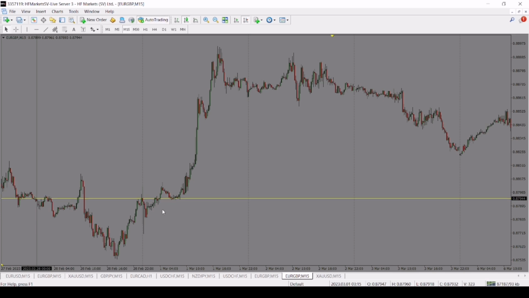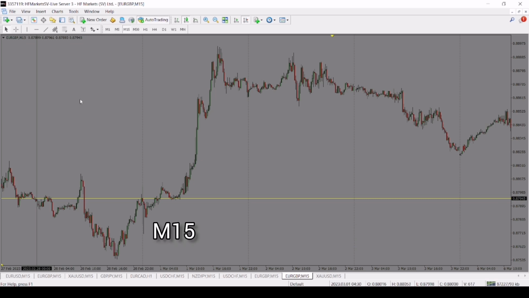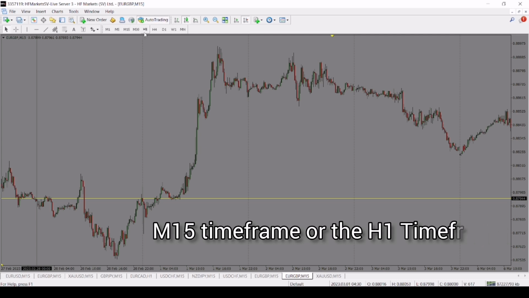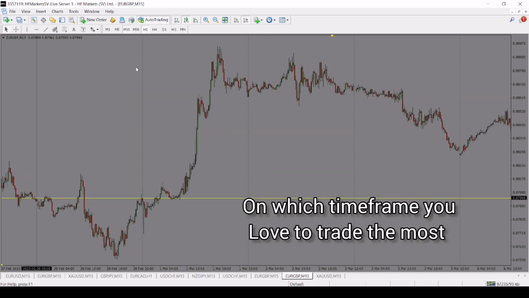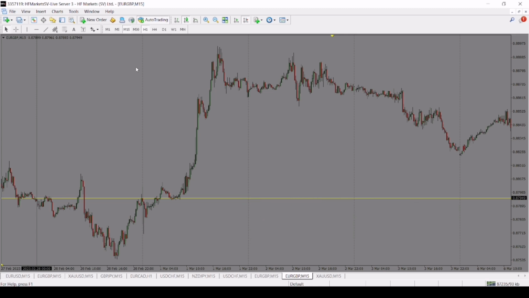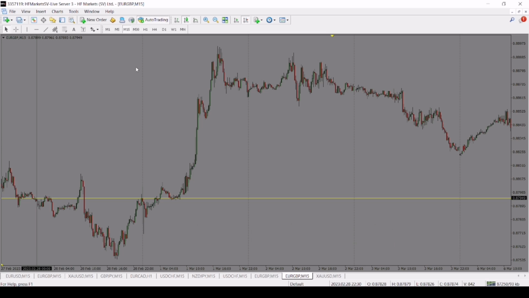The first thing that we always need to see is a completed cycle. It might be on the M15 time frame or on the H1 time frame. It all depends on which time frame that you love to trade most. Basically, levels are what completes a cycle. 3 levels to the upside or to the downside means a cycle has been completed. So in this case, we are going to jump into examples to see what a completed cycle looks like.